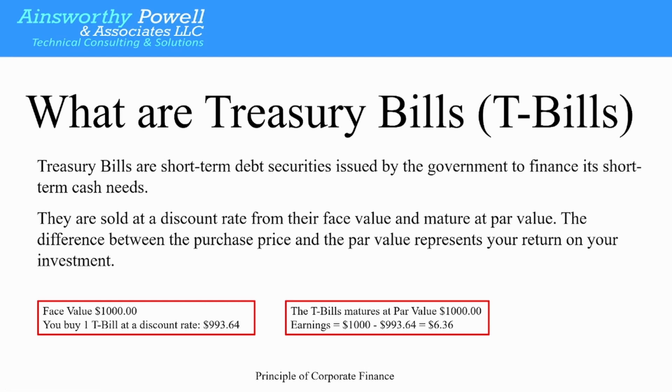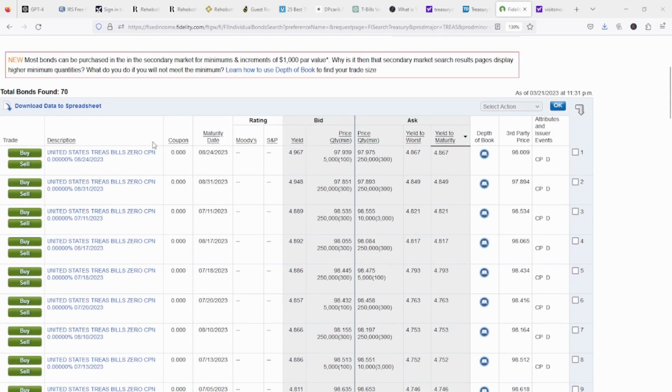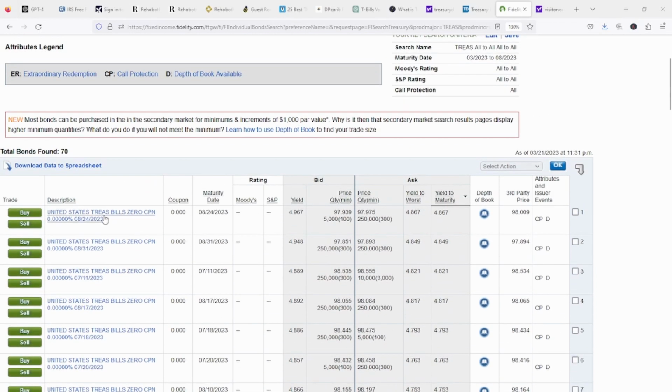All right. Let's take a look at what the Treasury bills look like out on Fidelity's website. So here's Fidelity's website, and here's a list of Treasury bills. The first one, we're going to use the first one here. It matures in August of this year. We're in March now. It matures in August, so that's 6 months.